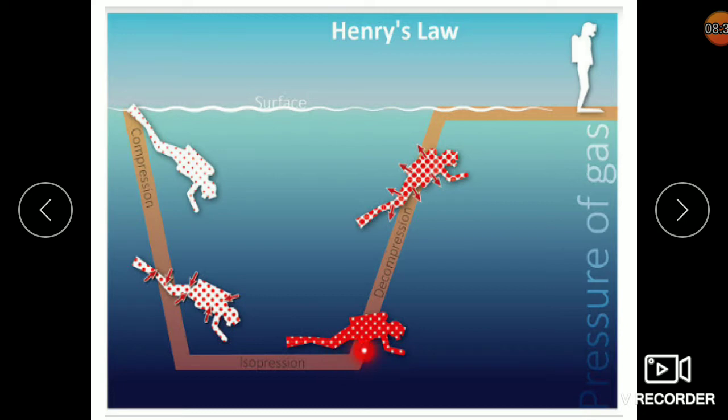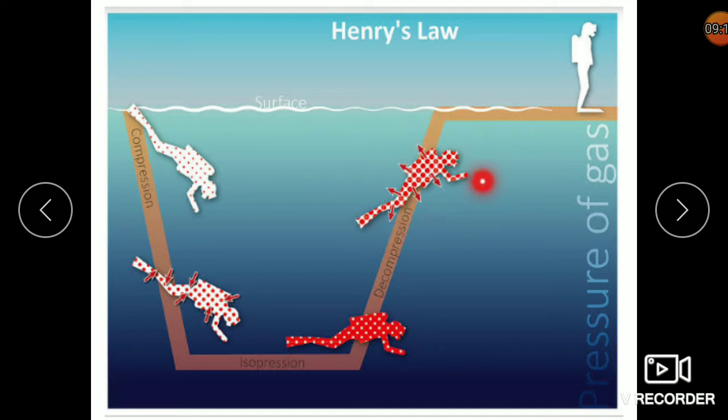After reaching this condition, when he starts going up, the pressure slowly decreases. As the pressure decreases, the solubility of the gas also decreases. So the gas that has already dissolved in the blood has a tendency to come out rapidly in the form of bubbles. The bubbles are created in the arteries, and it makes the person feel tremendous pain, even a life threatening situation. This disease is called the bends disease.